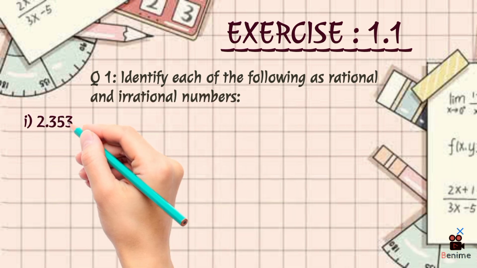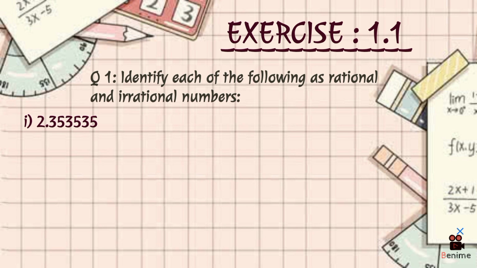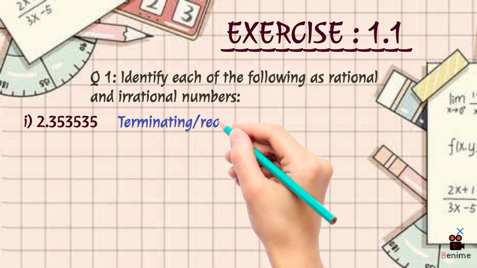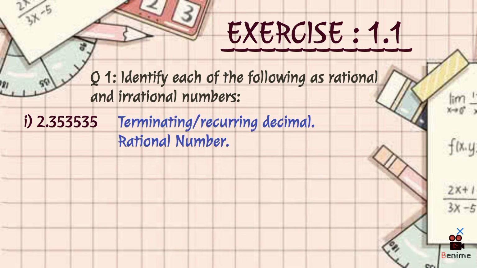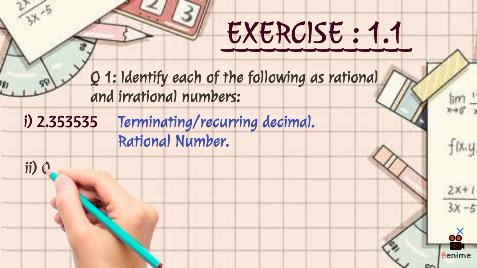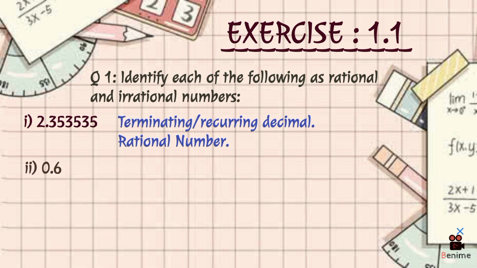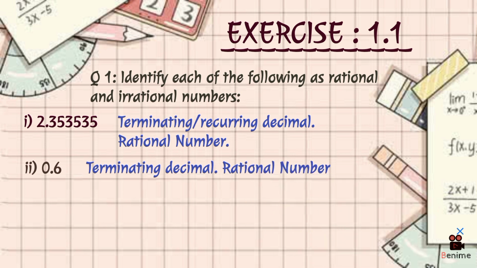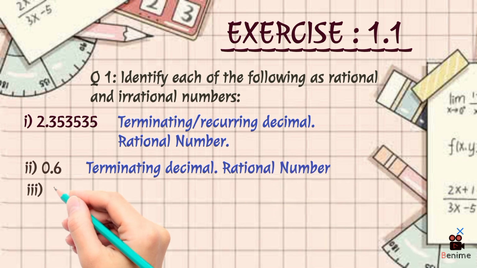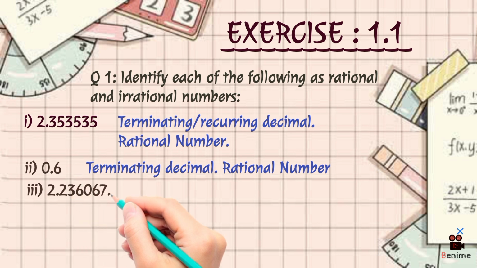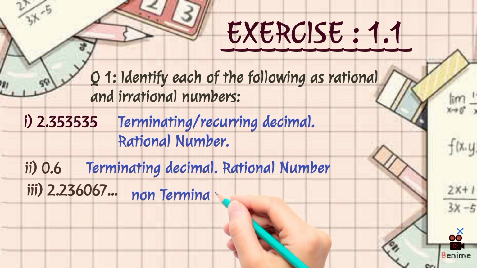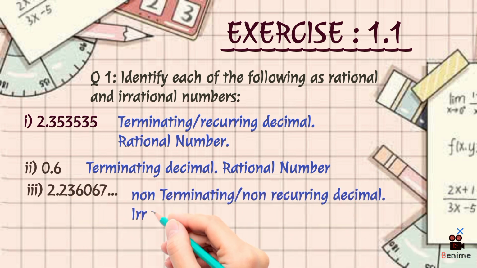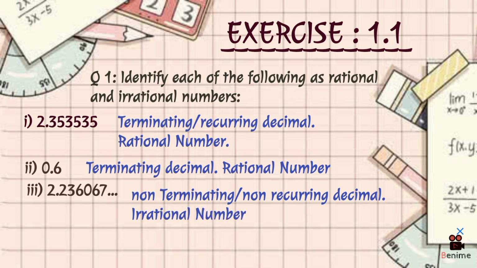First is 2.535335. It is terminating recurring decimal, so it is rational number. Second, 0.6. It stops after certain values, so it's terminating decimal, and due to its terminating it is rational number. Third, 2.236067 and so on. It does not end, that's why it is non-terminating, non-recurring decimal, hence it is irrational number.